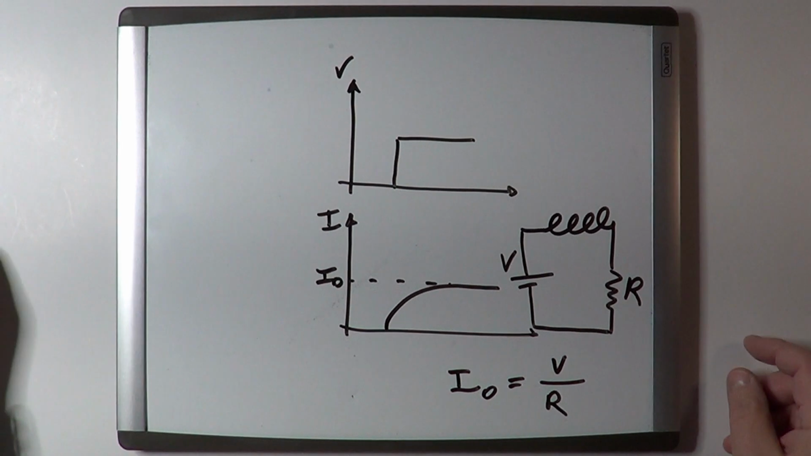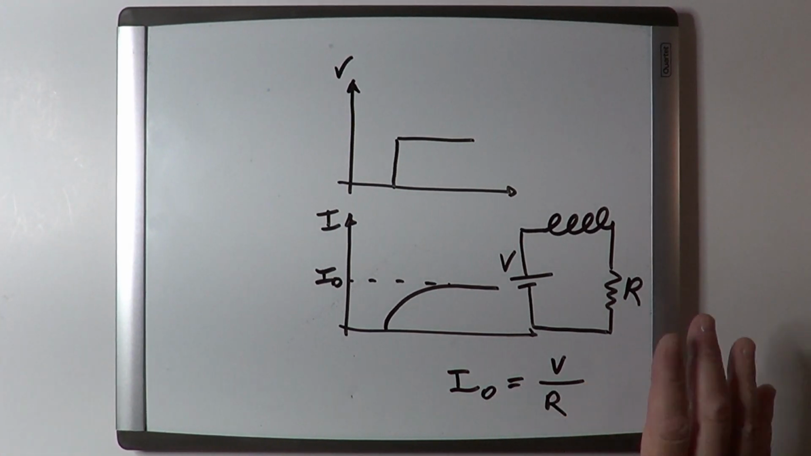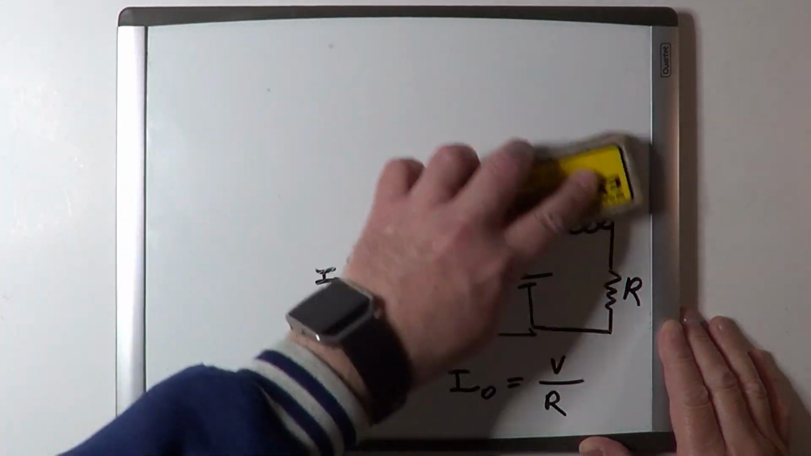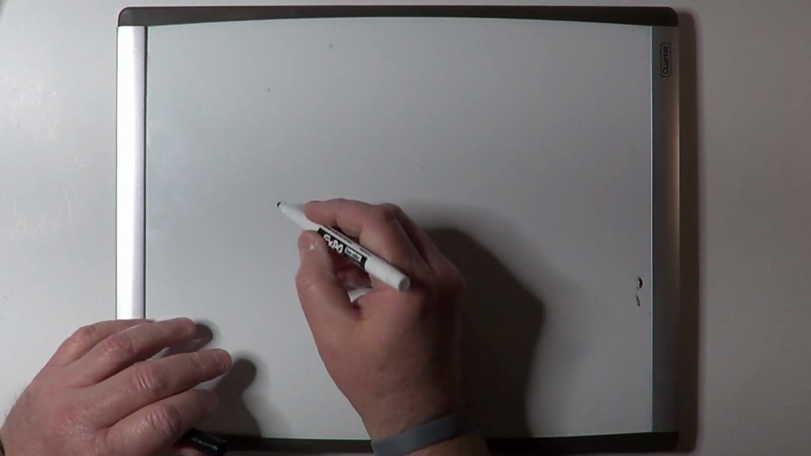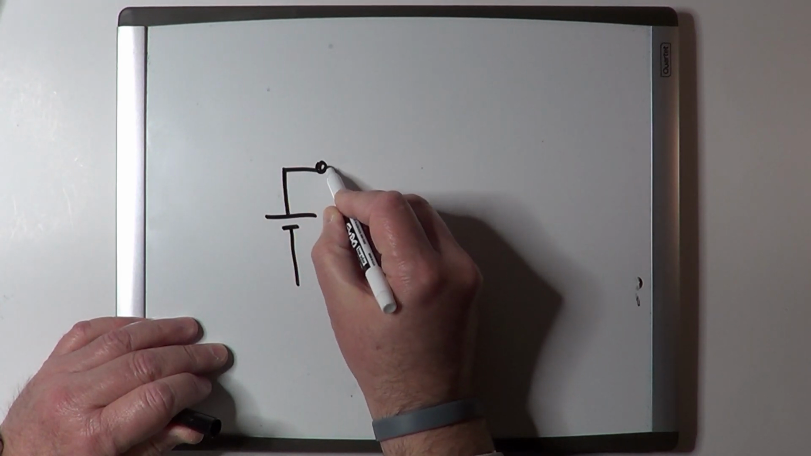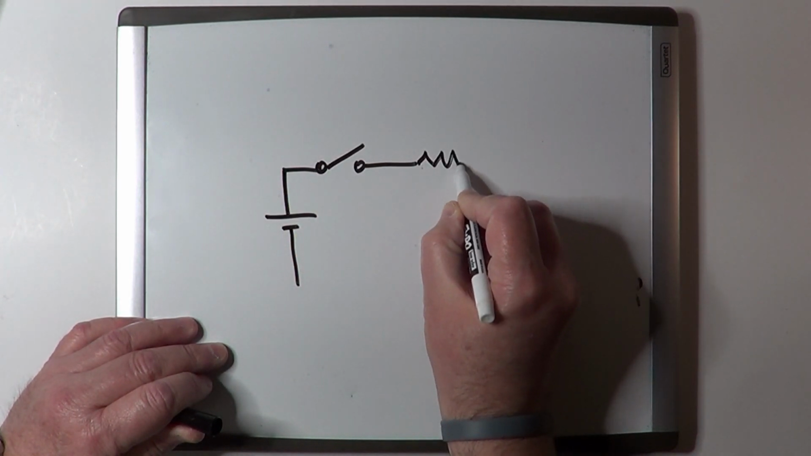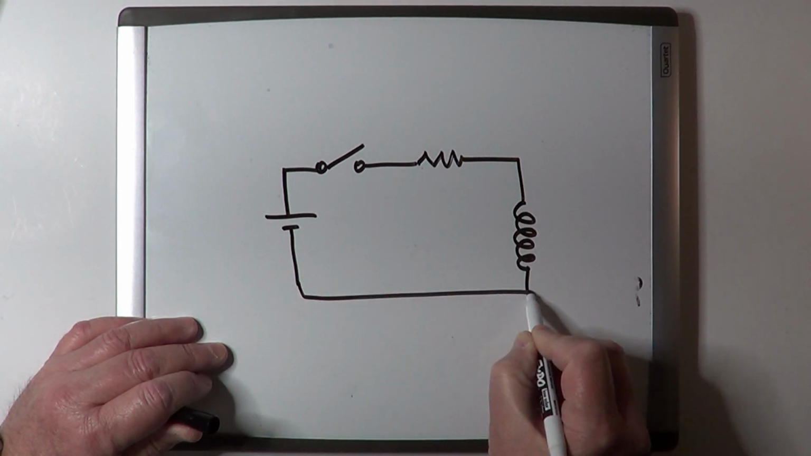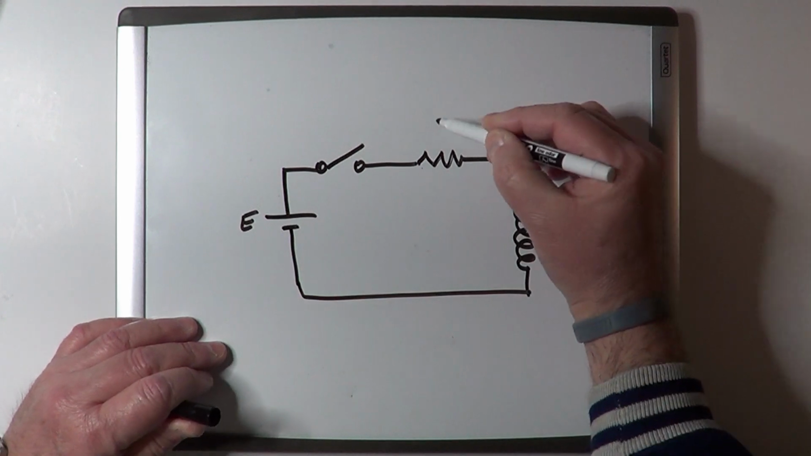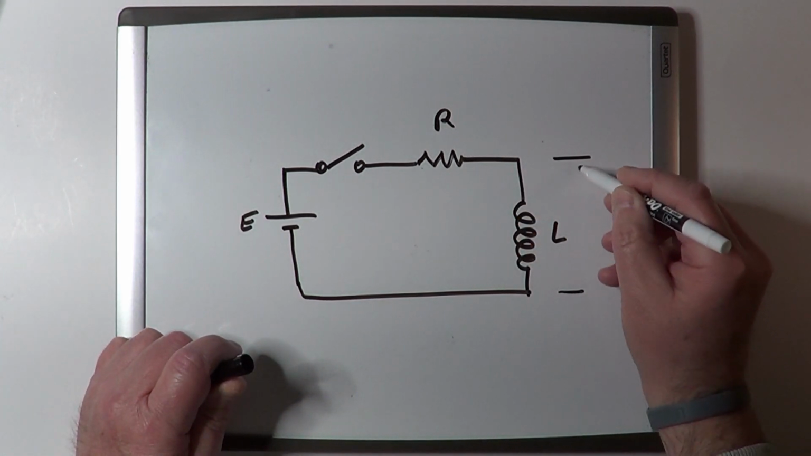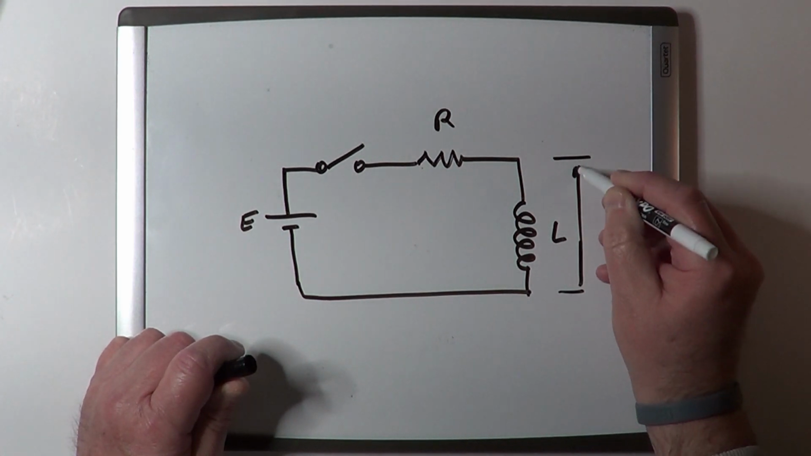Another interesting thing is why the change in the magnetic field causes the current to change. Every time the magnetic field changes a certain amount, it induces a voltage of its own at the connectors of the inductors. So let's draw the circuit again. We have a switch, we have the resistor, and we have the inductor here. Let's call this E, this R, this L. And let's measure the voltage right over here.